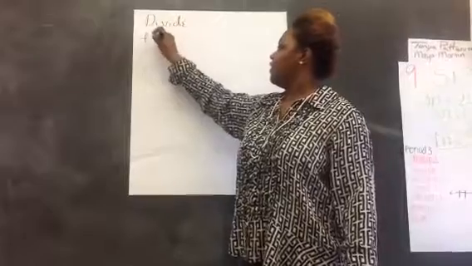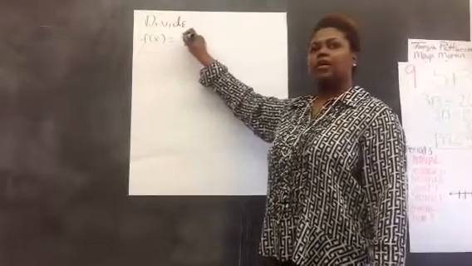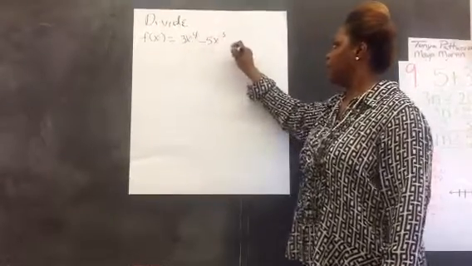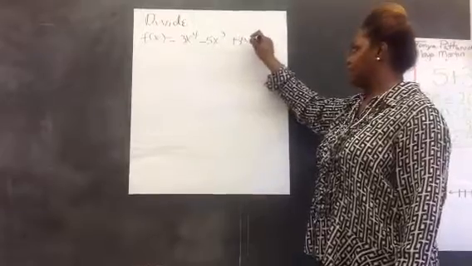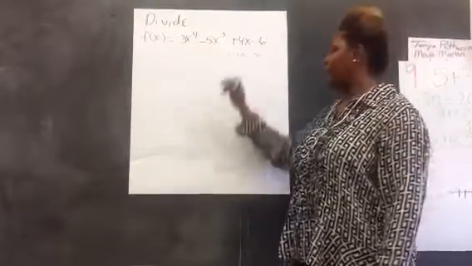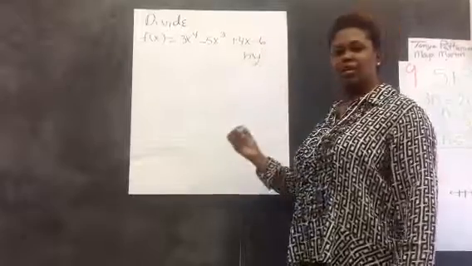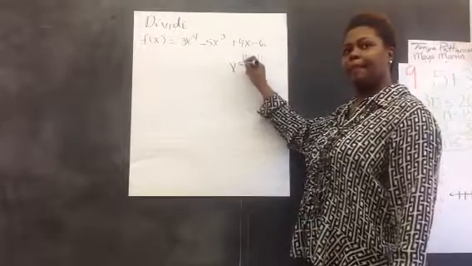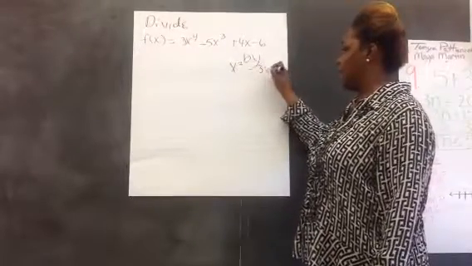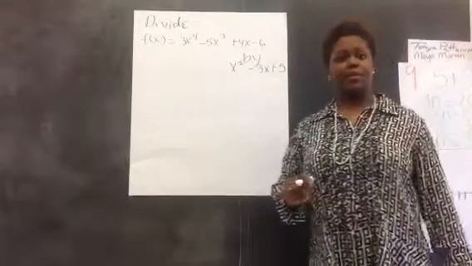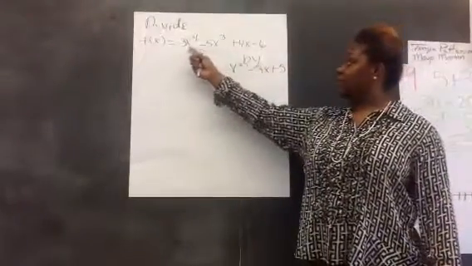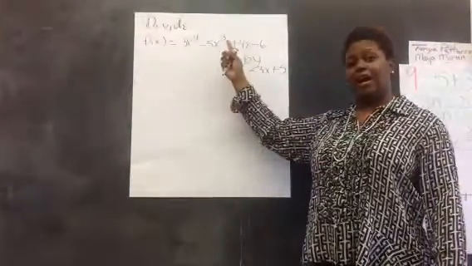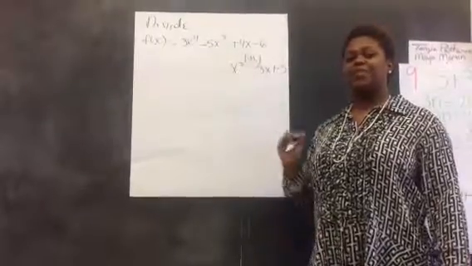So if I'm given a function f of x equal 3x to the fourth power minus 5x to the third power plus 4x minus 6, and it asks me to divide it by another polynomial or trinomial or something. So for example, x squared minus 3x plus 5. They want me to divide those two. I want to consider it to be in descending order, but if you notice in our problem, we don't have an x squared. So we're going to put a 0 in that place.